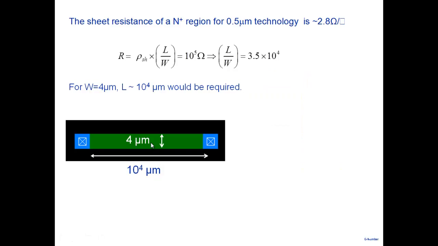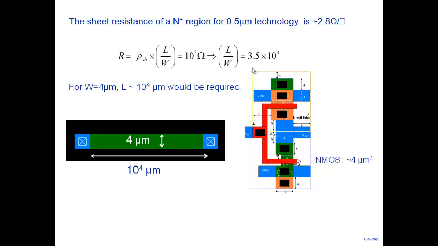But right now, look at the area. The area of this 100K resistor is 3.5 into 10 power 4 micron square, with a width of 1. In contrast, if you go back and look at the NMOS, the area is only 4 micron square. So note that in this CMOS technology, a 2 by 1 NMOS costs you only 4 micron square. A 100K resistor, look at the size.